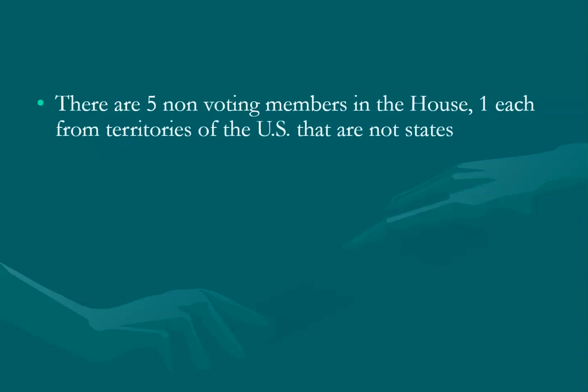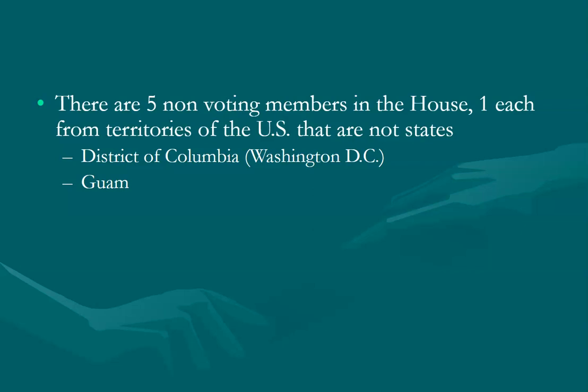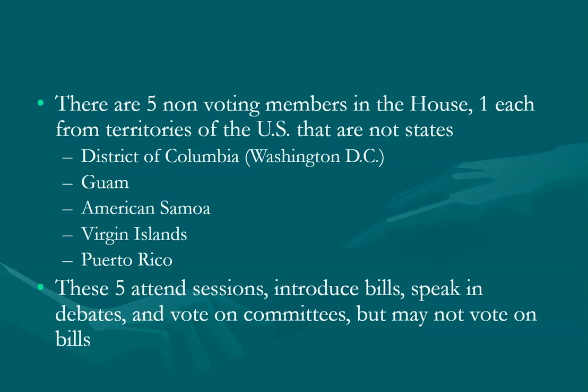Now, there are 5 non-voting members in the House, one from each of the territories the United States has that are not states. These include the District of Columbia. Washington, D.C. is not a state, but its people do need some representation, but they cannot vote on bills in the House. Then you have Guam, American Samoa, the Virgin Islands, and Puerto Rico. These 5 members attend sessions. They introduce bills to be voted on. They speak in debates, and they can vote on committees whether or not they think the bill is good or should be advanced, but they may not vote on whether or not the bills actually become laws.